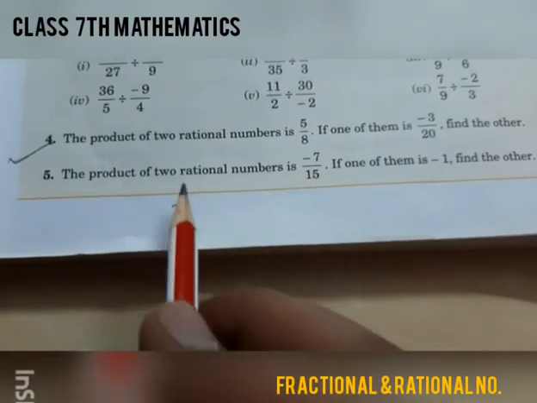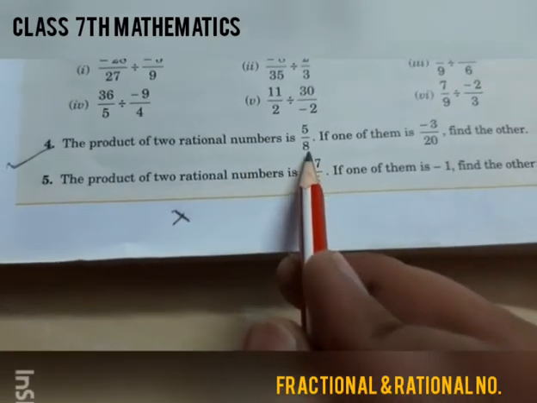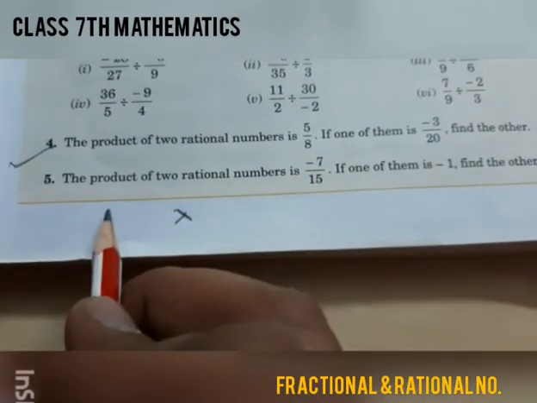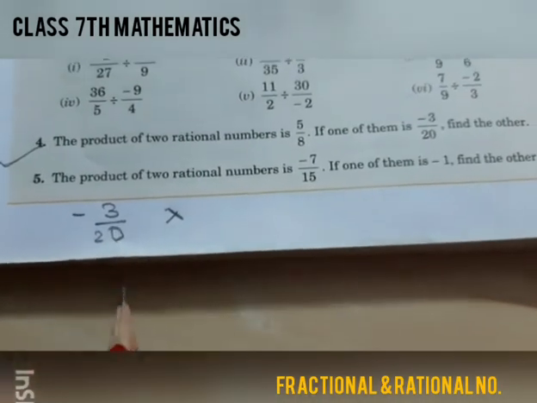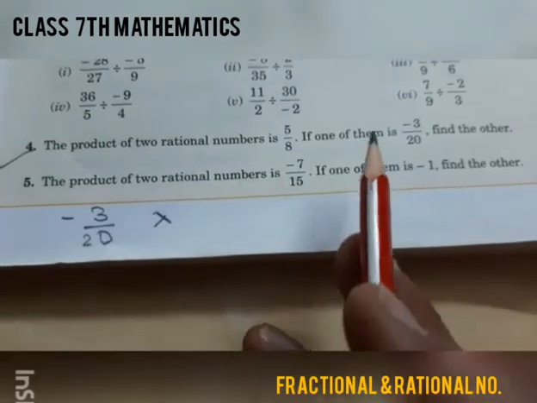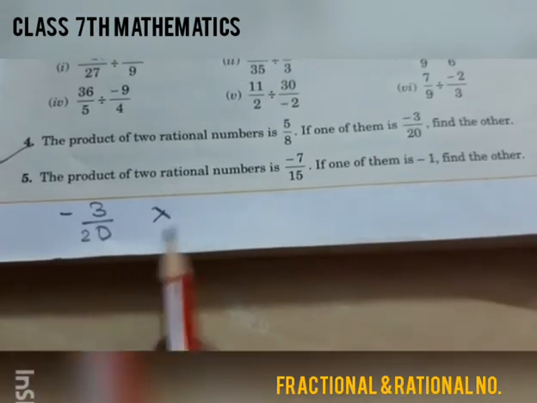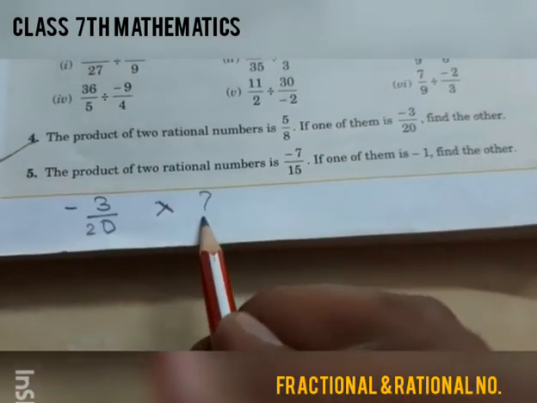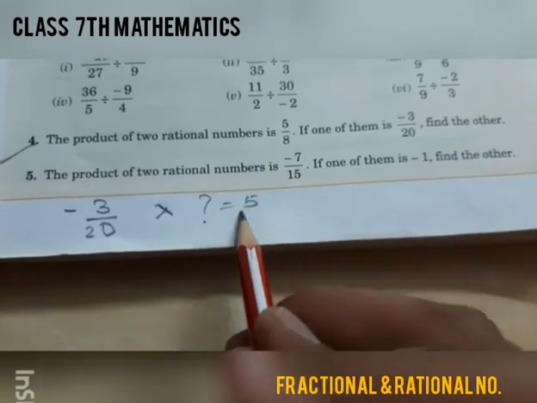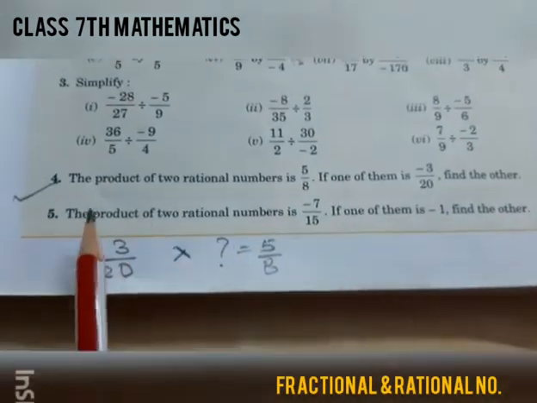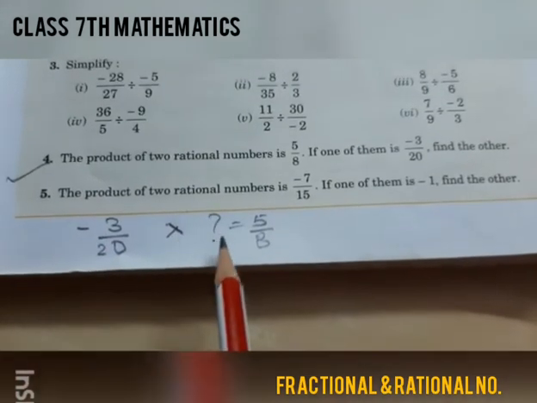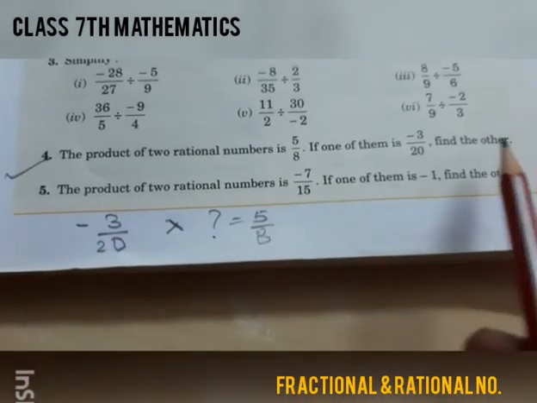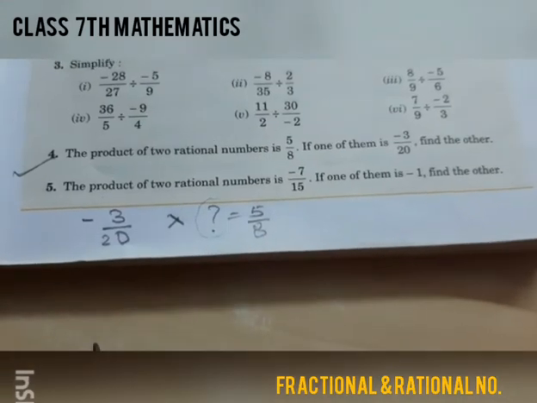Now it's given the product of two rational numbers is 5 upon 8. If one of them is minus 3 upon 20, that means the first number is minus 3 upon 20. Find the other. That means we need to find this number. According to the statement, the product of two rational numbers, minus 3 upon 20 into the second one, which is unknown, is 5 upon 8. We need to find this unknown value.